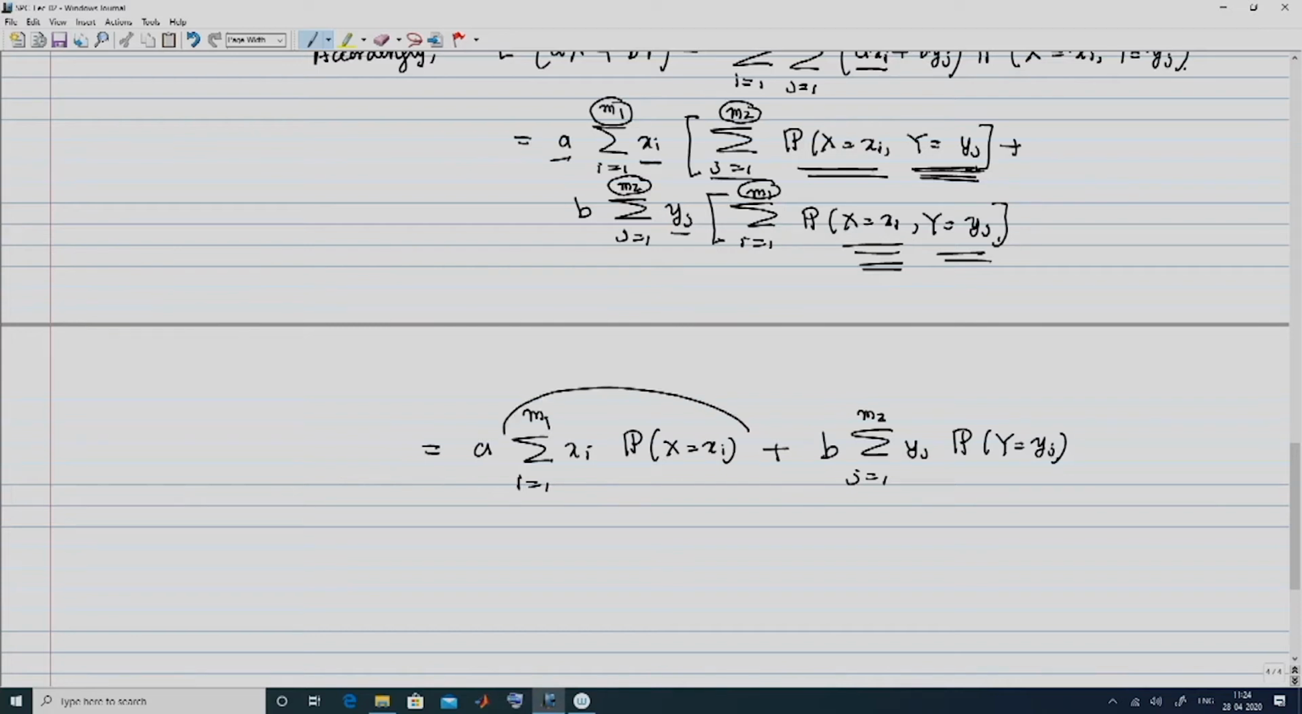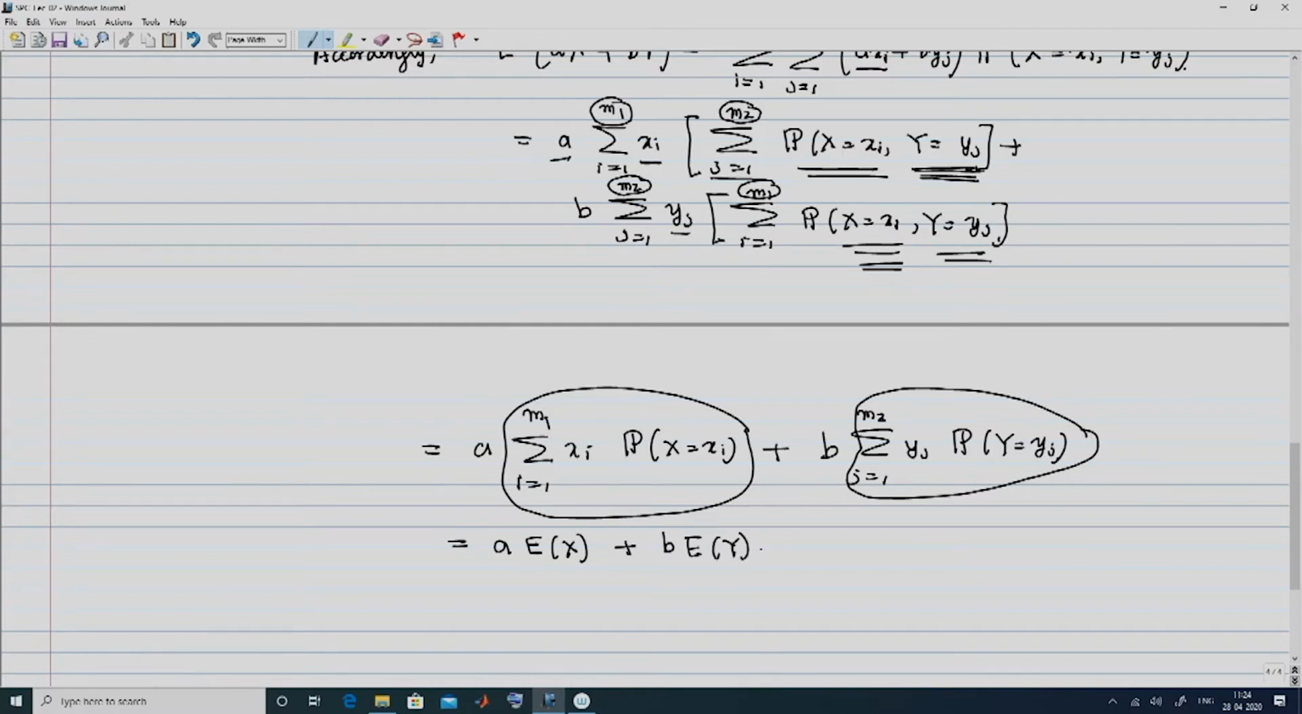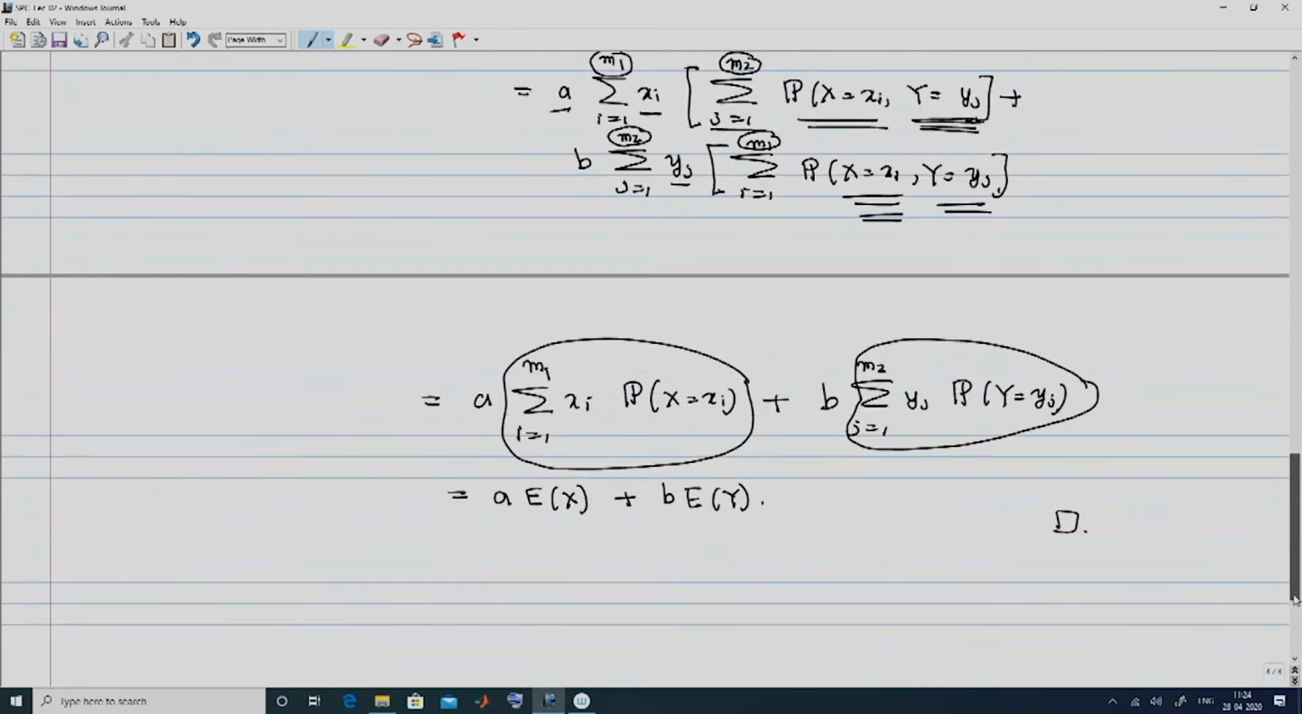Now observe carefully this term here: this is nothing but, by definition, the expectation of X. So we obtained a E[X], and this term by definition is the expectation of Y. So I have b E[Y]. This completes the proof of the linearity of expectation.